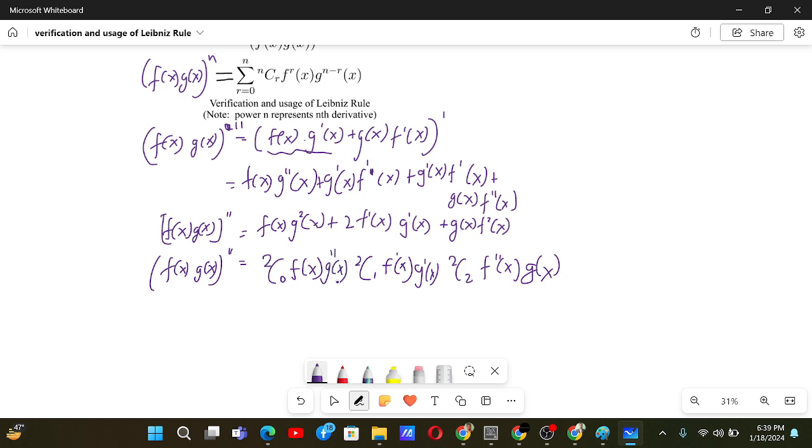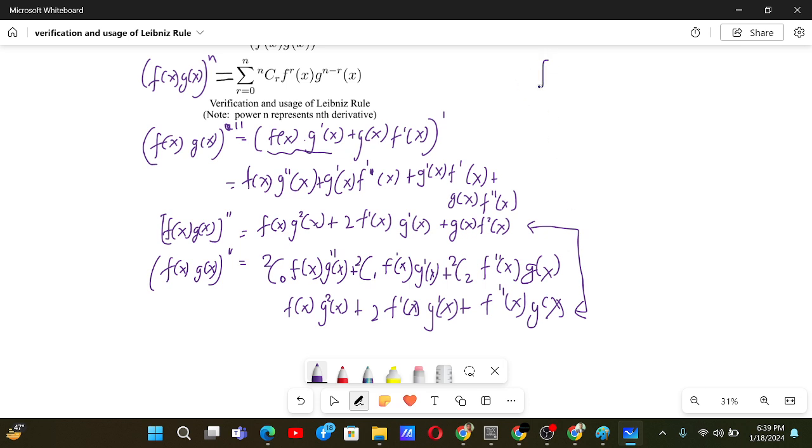So it works. Now we just add them. 2c0 is 1, so that's f of x times the second derivative of g of x, and 2c1 is just 2, f dash x g dash x, and 2c2 is just 1, so f double dash x g of x. So we actually verified the formula for n equals 2. Now if you want to verify this for n equals 3, let's do that as well, and then we will move on to some usages.